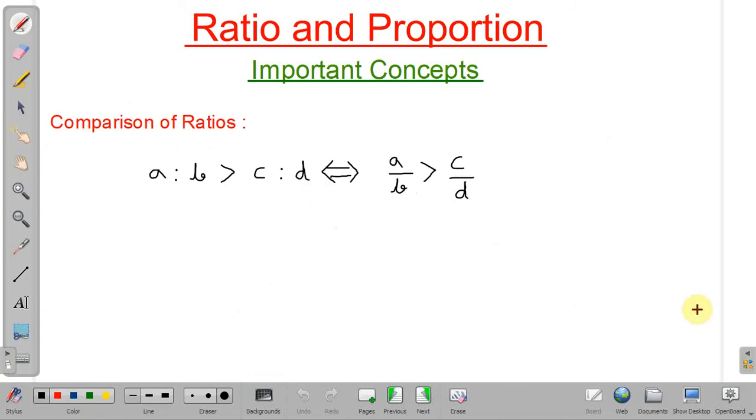Now comparison of ratios. A ratio B will be greater than C ratio D if A by B is greater than C by D. Similarly, A by B will be greater than C by D if A ratio B is greater than C ratio D.